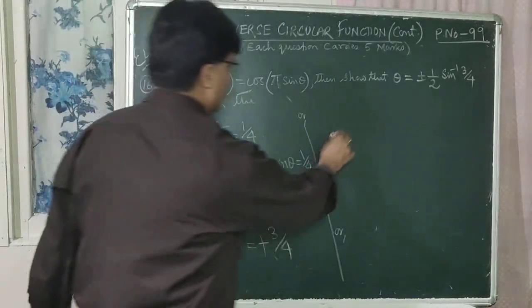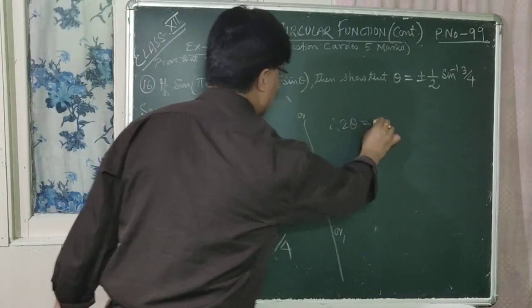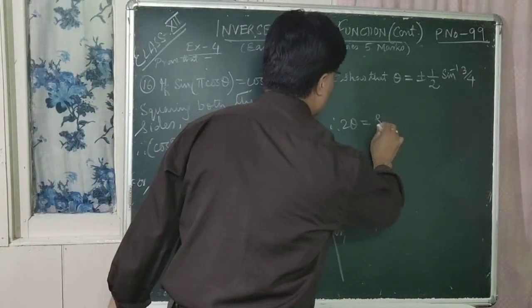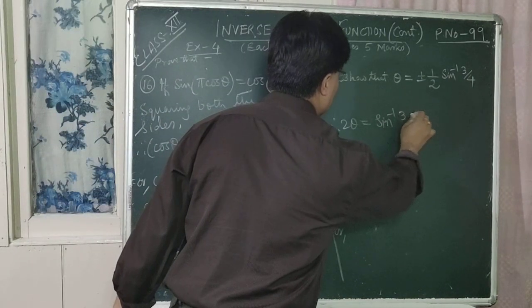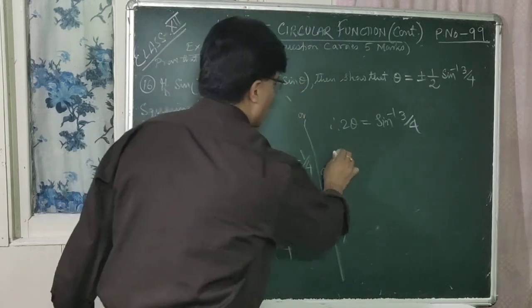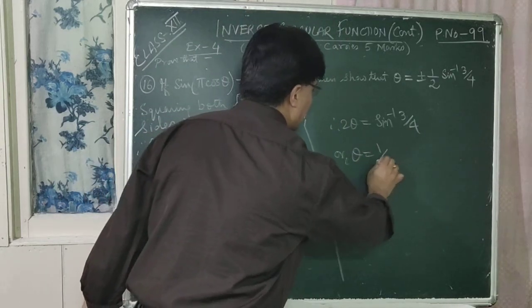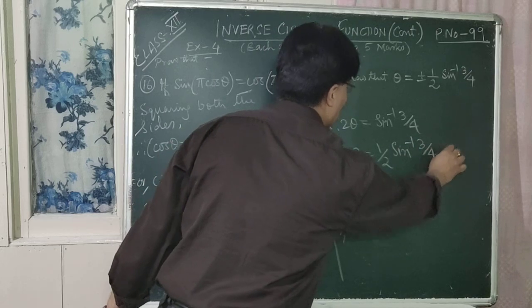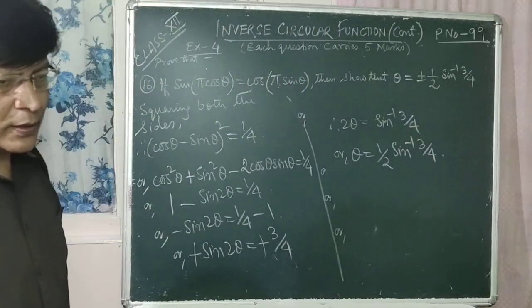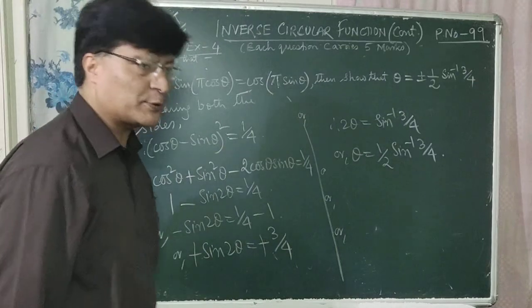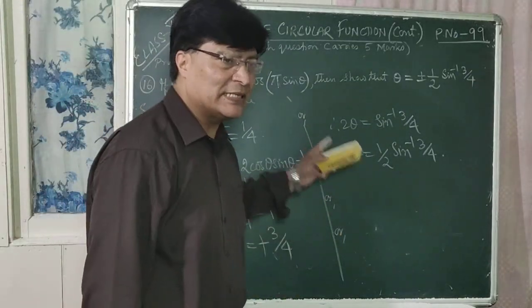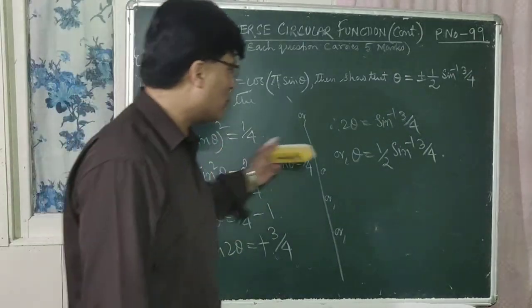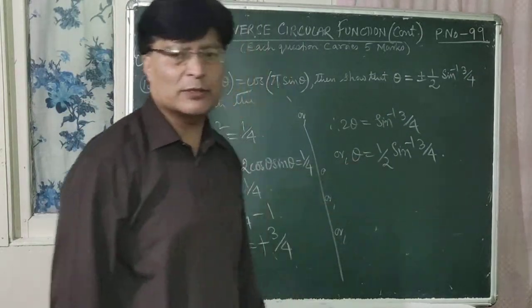So now what is the value for 2 theta? Therefore 2 theta is equal to, sine goes to the right hand side, becomes sine inverse. That is sine inverse 3/4. Now what is the value for theta? Theta is equal to half sine inverse 3/4. So in the previous steps we proved that theta is equal to minus half sine inverse 3/4. So just now we proved that theta is equal to half sine inverse 3/4.